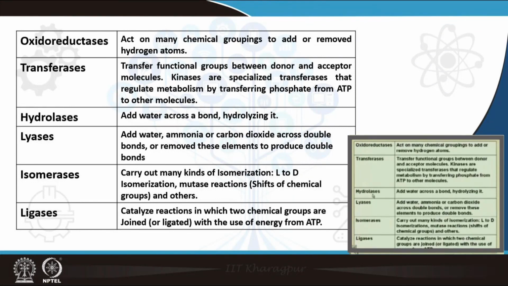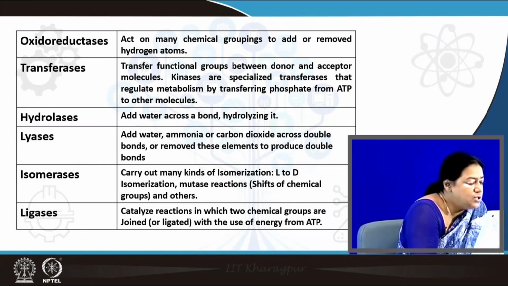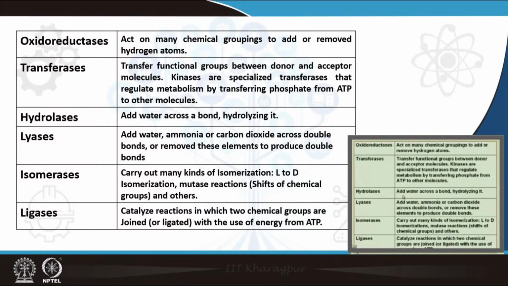Hydrolases, what does the name mean? Hydrolysis. Okay, so we have hydrolases that would do what? They add water across a bond. In the event of doing that, what happens? It hydrolyzes the bond. We have lyases. What do lyases do? They add water, ammonia or carbon dioxide across double bonds, or they remove these elements to produce double bonds. The lyases are the ones that are going to add these small molecular moieties across double bonds or remove them to form double bonds.